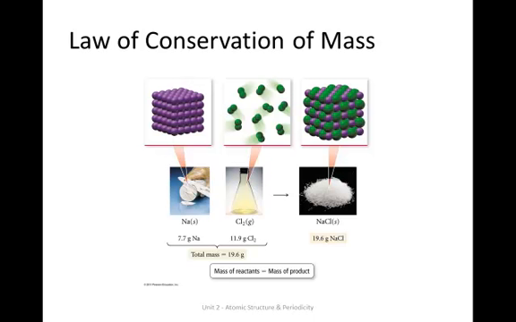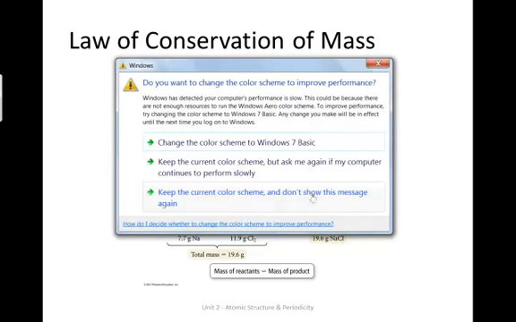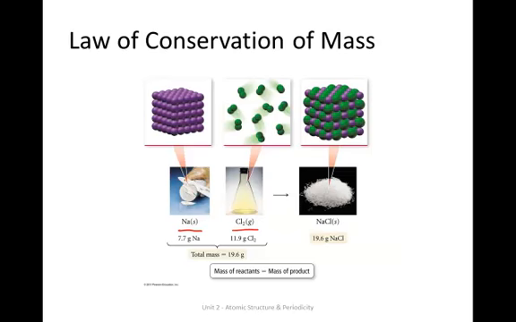This can be visualized if we think about a chemical reaction. So if we react sodium, which is a metal, solid at room temperature, with chlorine, which is a gas at room temperature, we will produce sodium chloride.